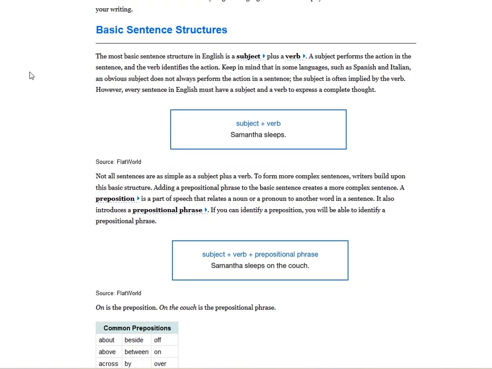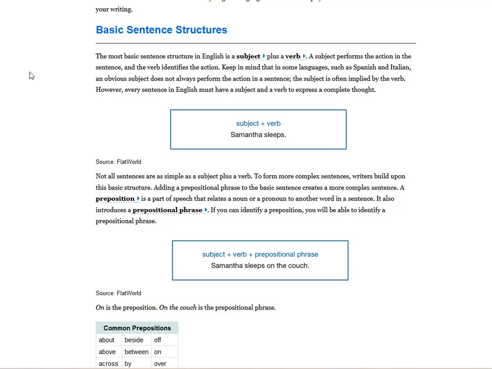Basic sentence structure. The most basic sentence structure in English is a subject plus a verb. What is a subject? A subject performs the action in the sentence, and the verb identifies the action. Keep in mind that in some languages, such as Spanish and Italian, an obvious subject does not always perform the action in a sentence. The subject is often implied by the verb. However, every sentence in English must have a subject and a verb to express a complete thought. Subject plus verb. Samantha sleeps.